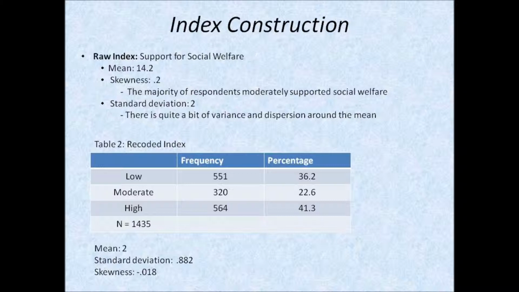The frequency analysis of the raw index is displayed, showing a mean value of 14.2 and a skew of 0.2, indicating that the majority of respondents moderately supported social welfare. The standard deviation value of 2 shows that there is quite a bit of dispersion around the mean. The raw index was recoded, as shown in Table 2, into 3 categories ranging from low to high, and were roughly based on cumulative percentages as seen in the table. The low category represents low support for social welfare, and the high category represents high support for social welfare.